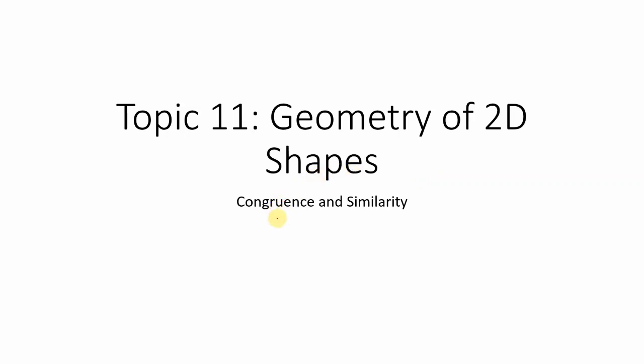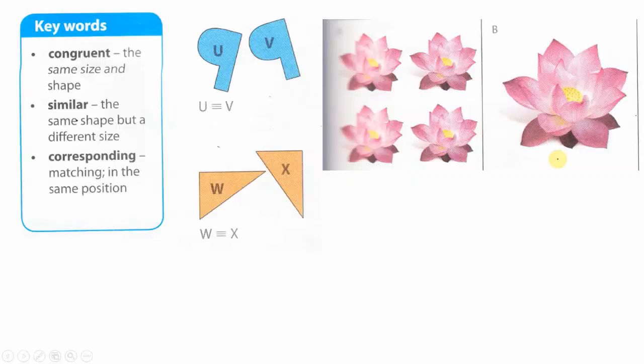In this video, we are going to focus on congruency and similarity. We are still busy with the theme of geometry of two-dimensional shapes. So, there are a few key words that we first need to focus on. First being congruent, meaning the same size and shape.